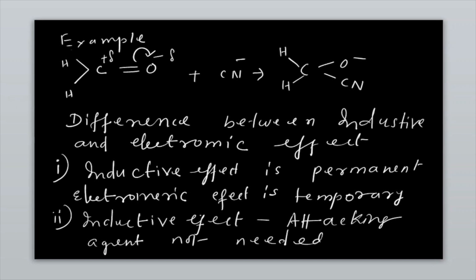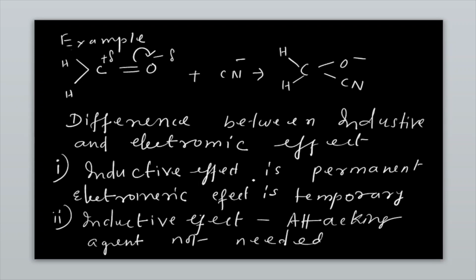What is meant by delta minus? Delta minus means slightly negative charge, and here slightly positive charge, because oxygen is more electronegative. In the earlier example we saw carbon, carbon, but in this example oxygen is more electronegative than carbon. If CN minus attacks, then one side attaches the cyanide ion, and the oxygen occupies the negative charge.